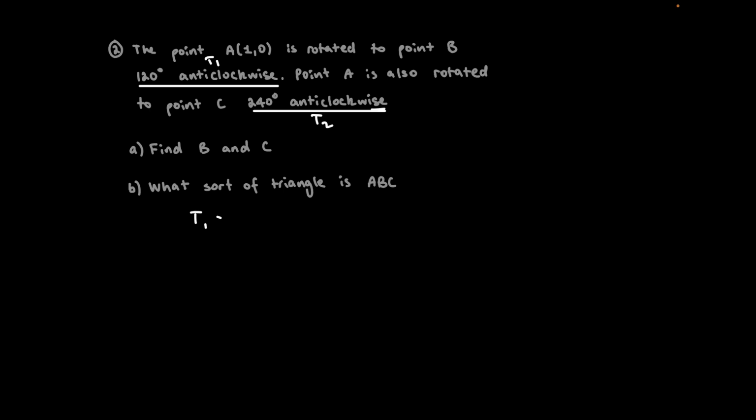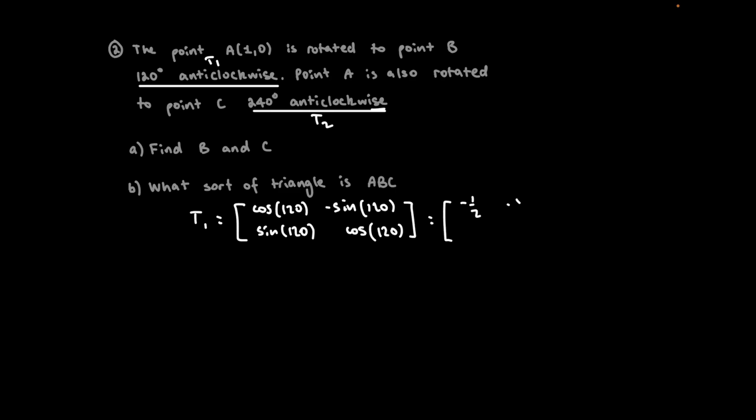If it's anti-clockwise, we can say T1 is cos 120, minus sin 120, then sin 120, cos 120. That was the rotation matrix we just did in the previous question. And this is simply going to be minus a half, minus root 3 on 2, root 3 on 2, and then minus a half. So this is our transformation matrix for T1.